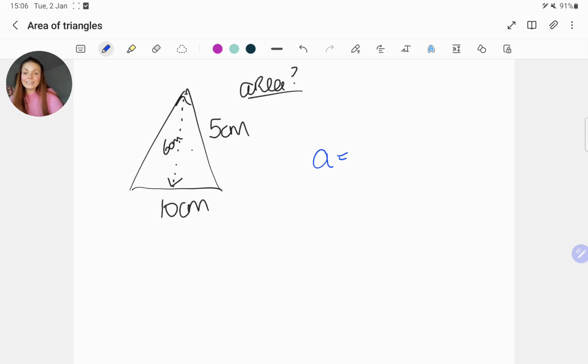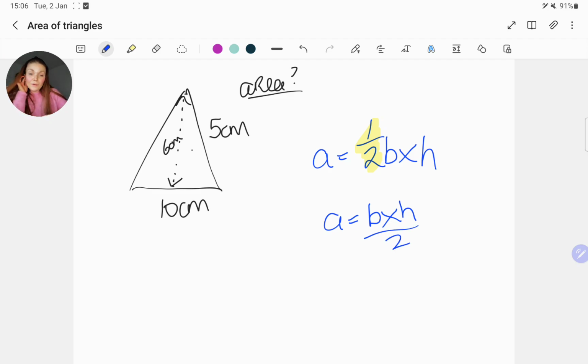So the area of a triangle is going to be area equals half the base times the height. Now, the problem with writing the formula that way, personally it's my favourite way, is that kids sometimes forget this half. The other way we can write it is area equals base times height divided by 2. This isn't really my favourite one, but the problem with this one is that most kids forget at the end to do the dividing by 2. So we can't really win this one.